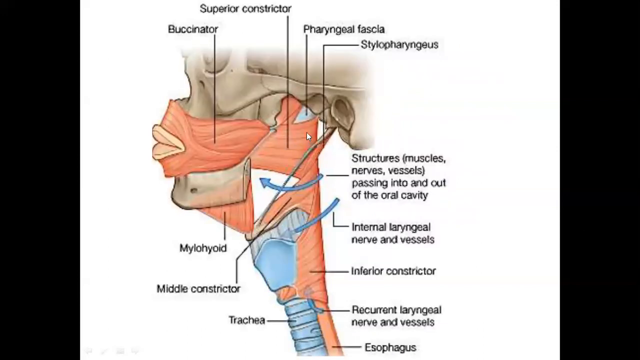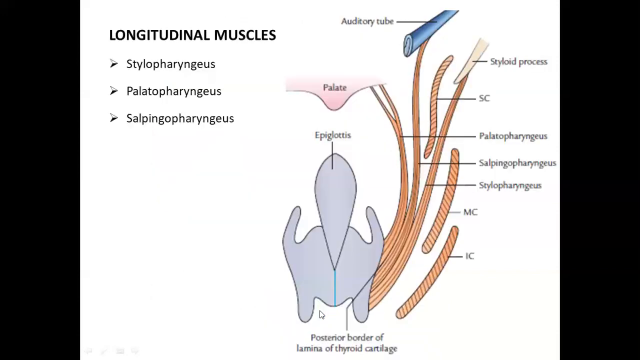So this is another diagram showing the same thing. There is a gap between the base of the skull and the upper border of the superior constrictor, then between the superior constrictor and the middle constrictor, then between the middle constrictor and the inferior constrictor, and then a space between the esophagus and the inferior constrictor. Below the inferior constrictor, we have a space between the trachea and the esophagus that is known as the tracheoesophageal groove. Now, coming to the longitudinal muscles.